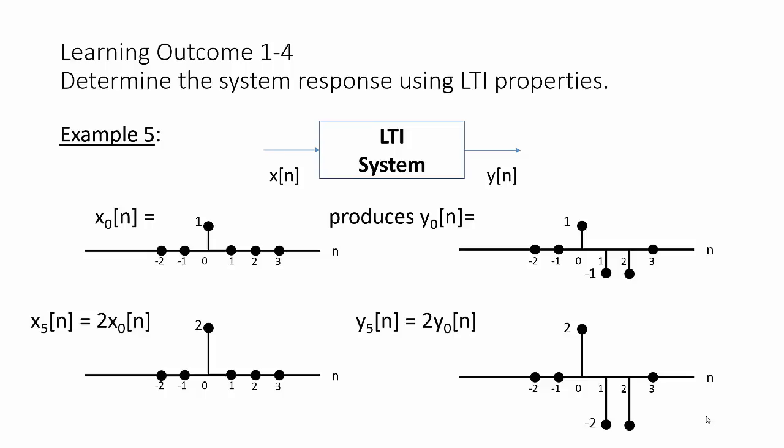Derivation of the discrete time convolution sum. In learning outcome 1.4, we gave an example of using LTI properties to determine the output of a system. If we know that a certain input produces a certain output, we can apply the scalability part of the linearity property. If we know that another input is a scaled version of that first input, then the output will be a scaled version of that first output.